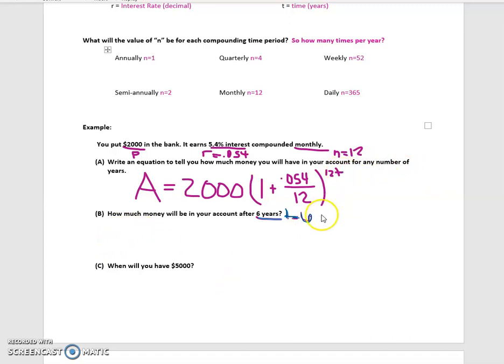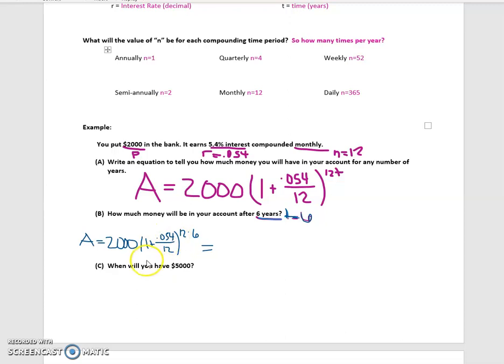So we need to replace T with 6. So A equals 2,000 of all of this, 1 plus 0.054 over 12, 12 times 6. Now, you could plug this exact thing into a calculator and get an answer.